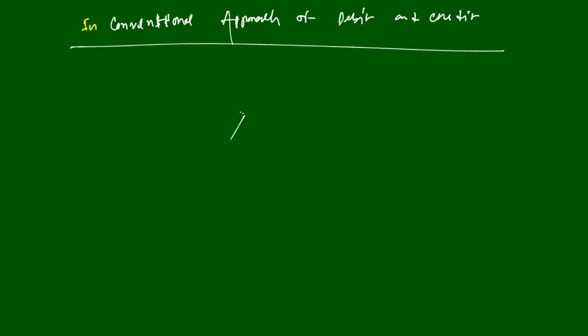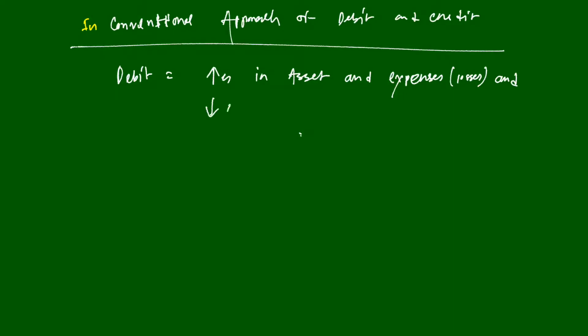In the conventional approach of debit and credit, we have to write: debit is equal to increases in assets and expenses, that is losses, and decreases in liabilities. Okay.